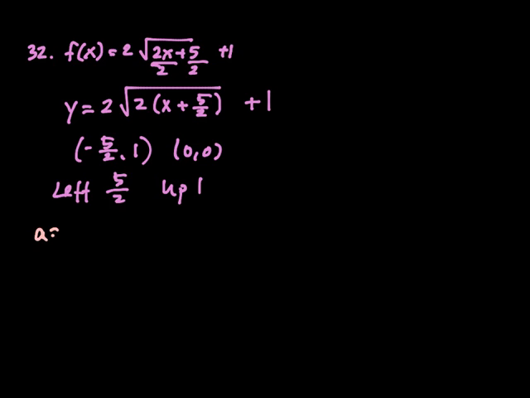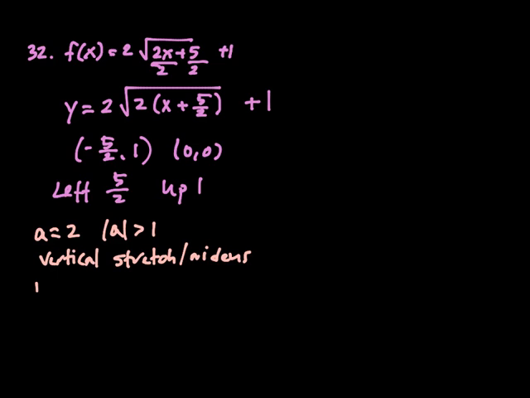Now let's look at the a value. The a equals 2. Because it's not negative, there's no reflection, but the absolute value of a is 2, and that means that the absolute value of a is greater than 1. So that is a vertical stretch, or it widens.